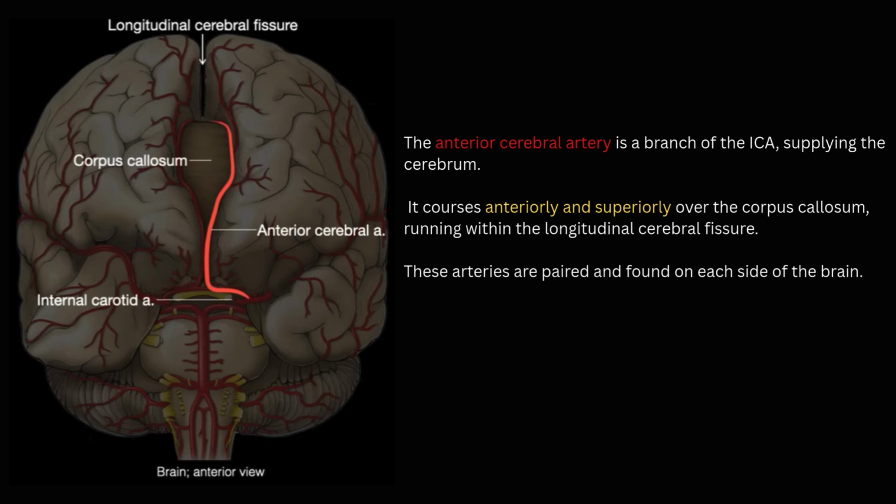Now, another branch of the internal carotid artery is called the anterior cerebral artery. It crosses anteriorly and superiorly over the corpus callosum within the longitudinal cerebral fissure. Now, these arteries are paired, so whatever is found on one side, for example in this image down here, there will also be another artery on the other side as well. So there are two arteries, one on each side of the brain. So they're always paired. So this is the anterior cerebral artery. Always remember that it courses anteriorly and superiorly over the corpus callosum, running within the longitudinal cerebral fissure.